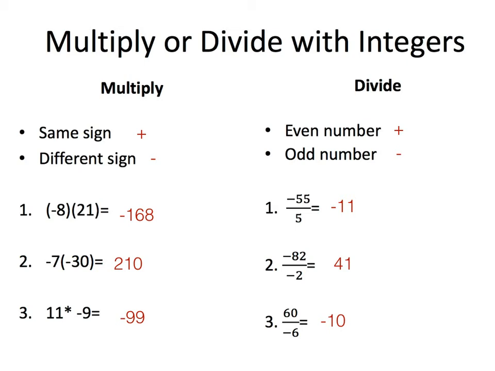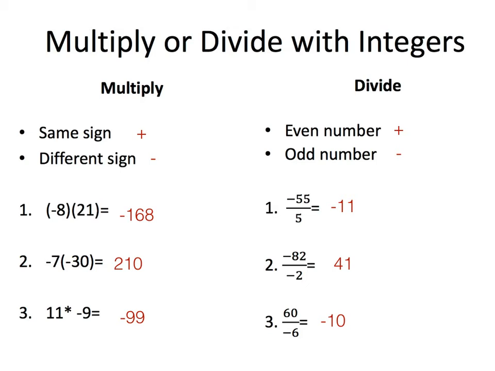If you want to think about it a little bit differently, if you are multiplying or dividing two numbers that are negative, it is an even number of negative signs, therefore your answer will be positive. If you multiply or divide and you have an odd number of negative signs, your answer will always be negative.